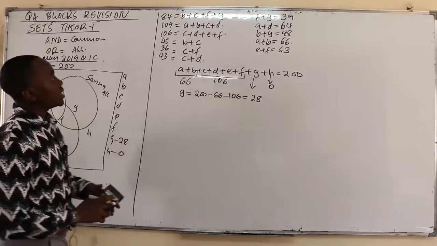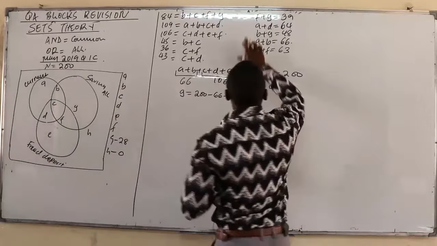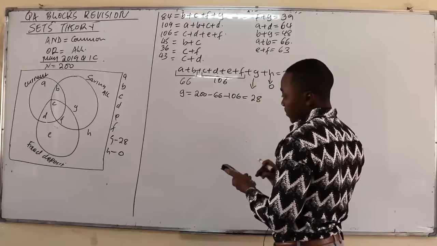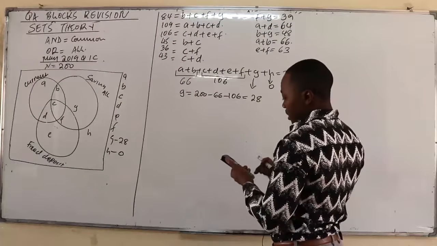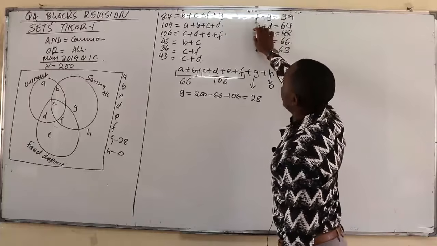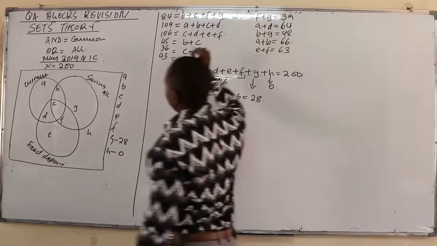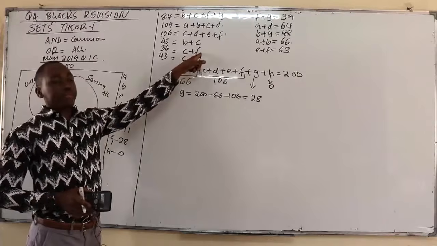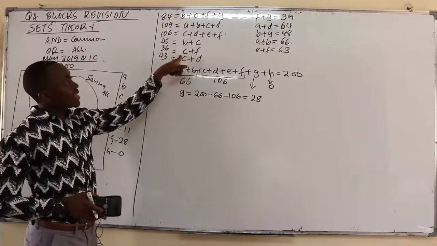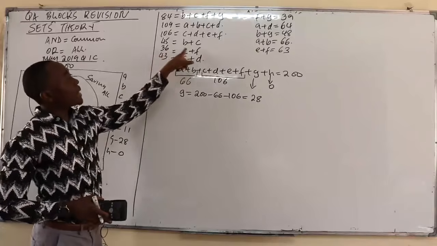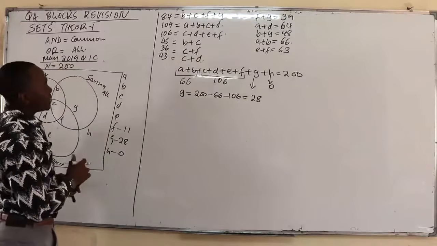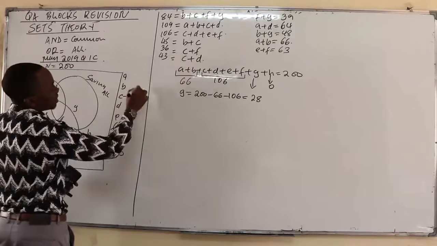With G, you can use even the first equation. F plus G is 9. So you take that 9, you subtract G, which is 28. That means our F will be 11. If you get F, you can get C. Are you together? So it's 36 minus 11, and you get 25. So C is 25.